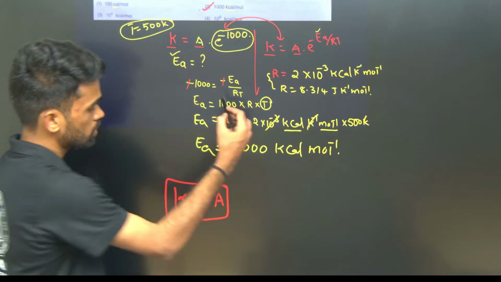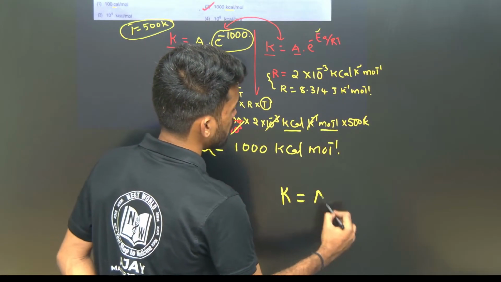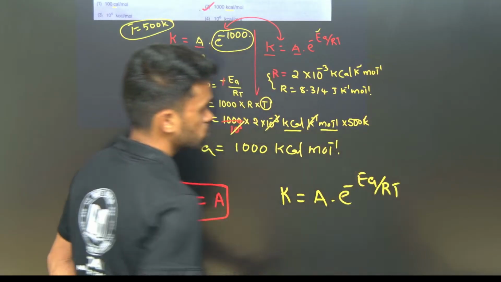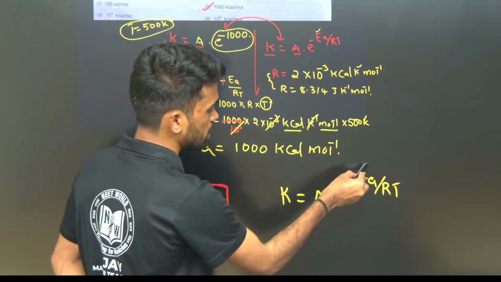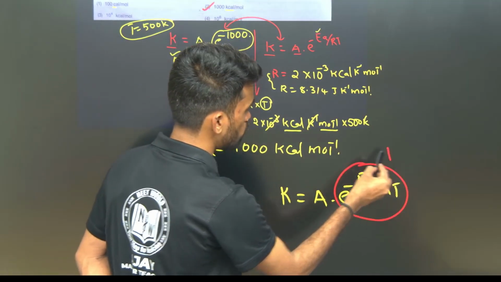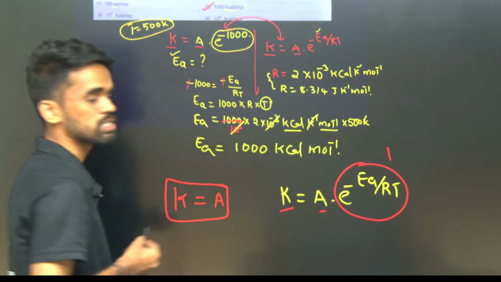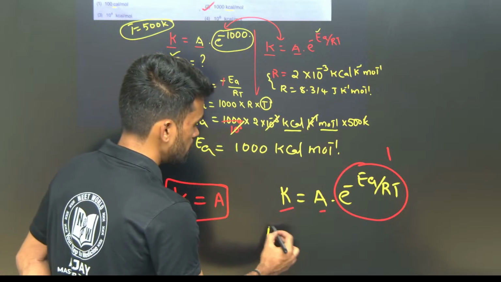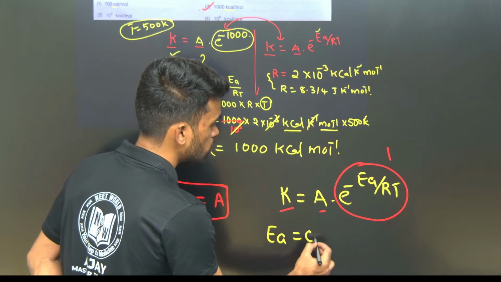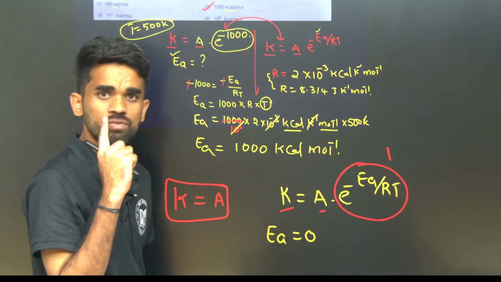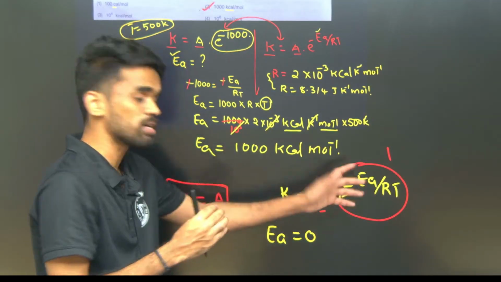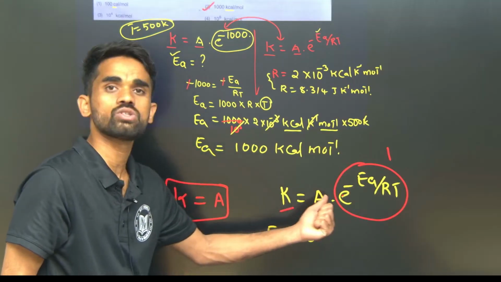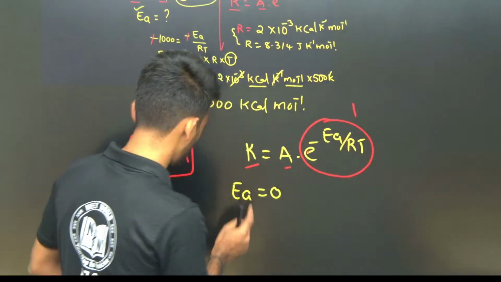So look at here. K equals to A into e power minus EA by RT we have right now. So I just want to make this value as 1. Therefore K and A will be equal. It means, what are the possible things we have? So either EA should be equal to 0, therefore 0 by something will be 0, so e power 0 will be 1, therefore K equals to A it will become. Yes or no? I hope it is clear what I am saying.